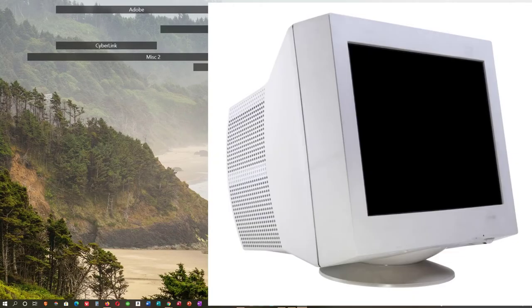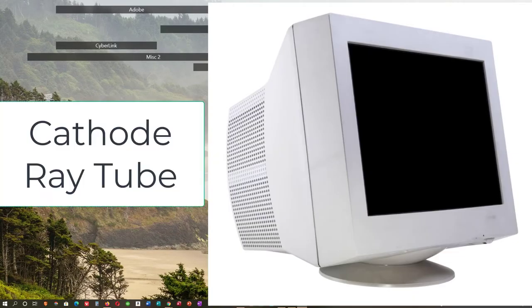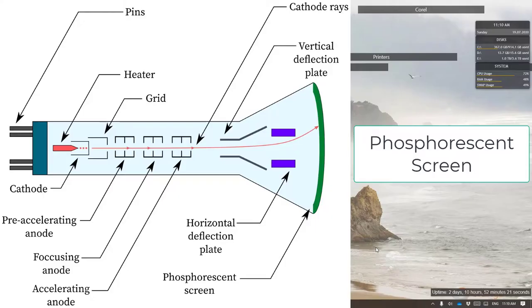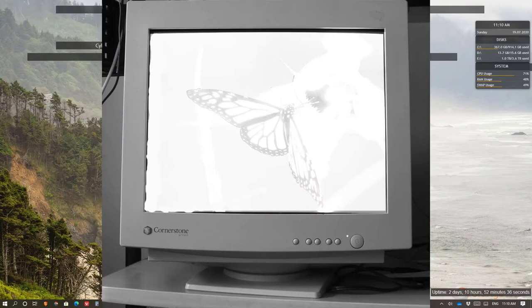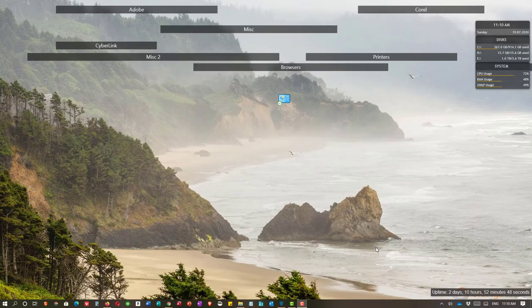In the early days of computing, monitors were CRTs, cathode ray tubes. They worked by firing an electrical beam at a phosphorescent screen. In those days, screensavers were essential, since an image, if left on the screen too long, could literally burn itself into the screen. Once that happened, it was difficult to use the monitor, since that image, although faint, never went away regardless of what else was on the screen.